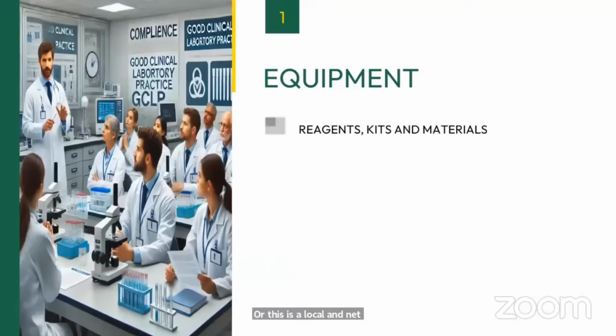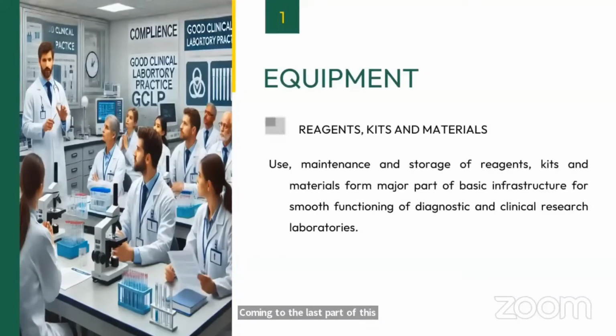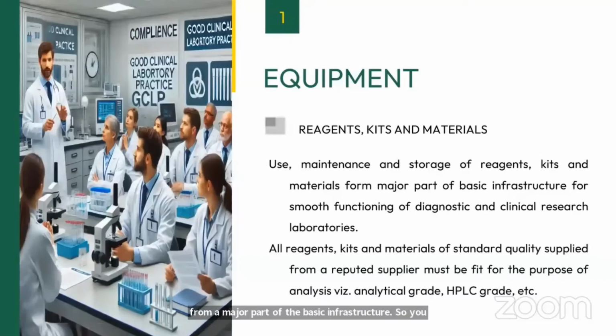Coming to the last part of today's program, the reagents, kits, and materials. The use, maintenance, and storage of the reagents, kits, and materials form a major part of the basic infrastructure. So you should have appropriate maintenance and storage of the reagents and kits. You should have appropriate facilities and appropriate temperature conditions. You should have appropriate refrigerators and walk-in refrigerators to store those reagents. Some reagents and chemicals should be protected from direct sunlight. So those protocols and facilities should be available in your laboratory.